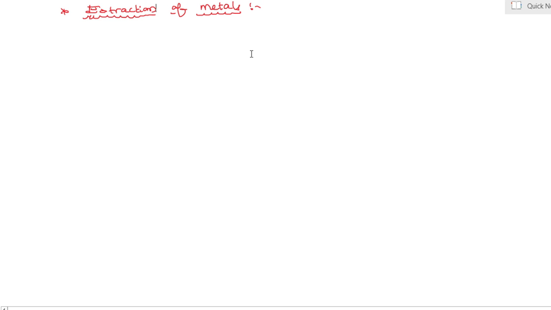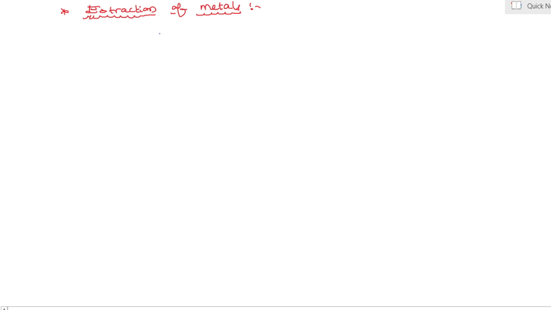Extraction of metals. The process of obtaining pure metal from its ore is called extraction of metal. Yes, my dear students, what is meant by extraction of metal? The process of obtaining pure metal from its ore is called extraction of metal. Some metals are found in earth crust in free state, while some are found in the form of their compounds.